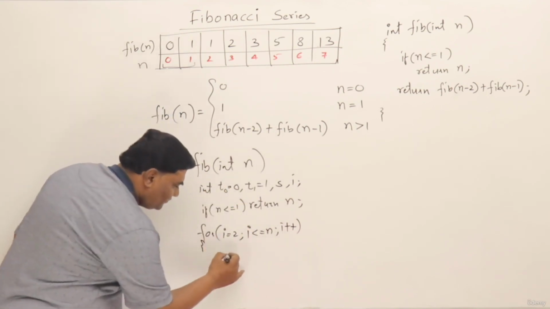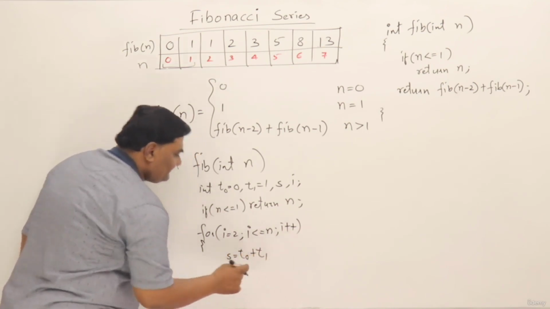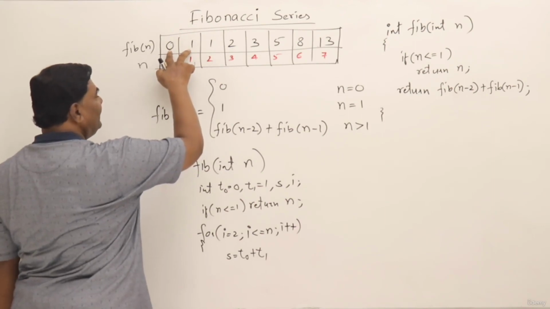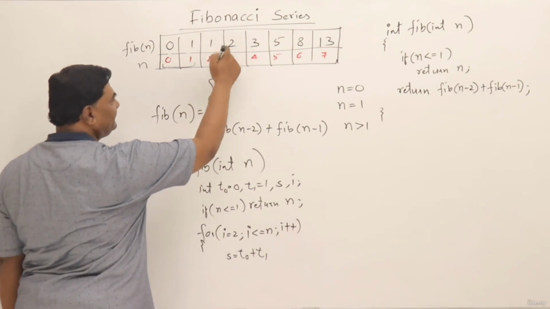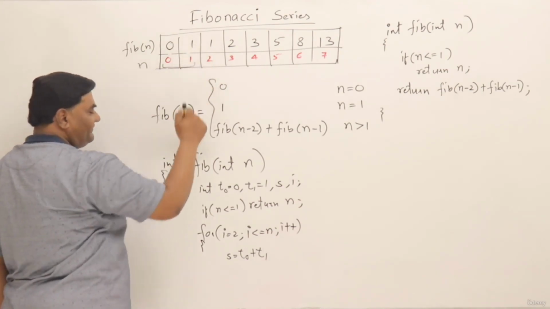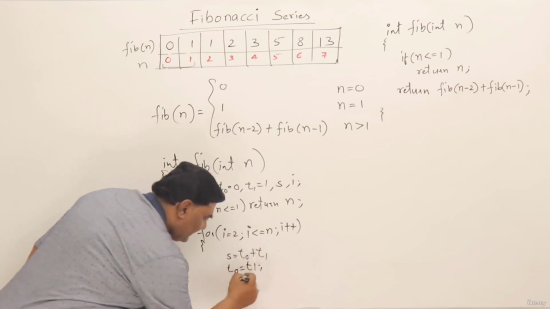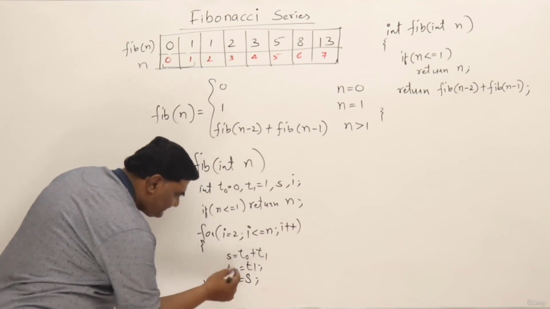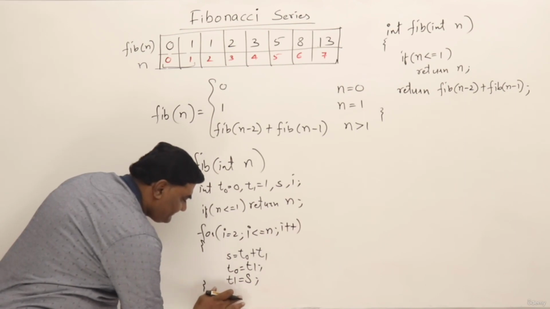Now every time, what I have to do, s should be assigned t0 plus t1. So this term should be obtained by adding these two, that is t0 and t1. Then after getting the sum, now this should become t0 and this should become t1. So for getting the next term, I should change this value t0 and make this t1. So t0 should be made as t1 and t1 should be made as s, and repeat this procedure. So finally the result will be in s.